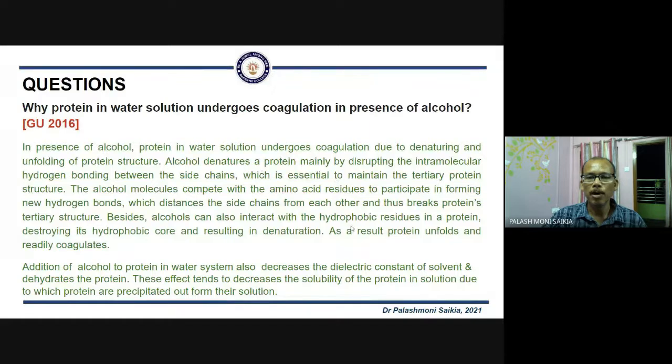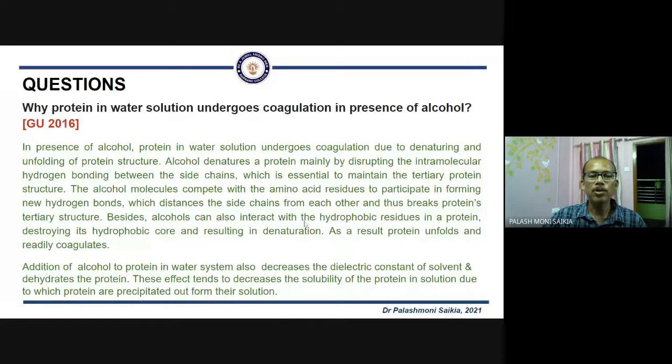Within the side chains of the protein molecule, there is some strong intramolecular hydrogen bonding, and this is disrupted by alcohol, which has a strong negative hydroxyl group. And when this is disrupted, the tertiary structure collapses. Another thing is, the alcohol molecule also competes with the amino acid residues in forming new hydrogen bonds, which distances the side chains from each other. This also initiates breaking of the tertiary structure.